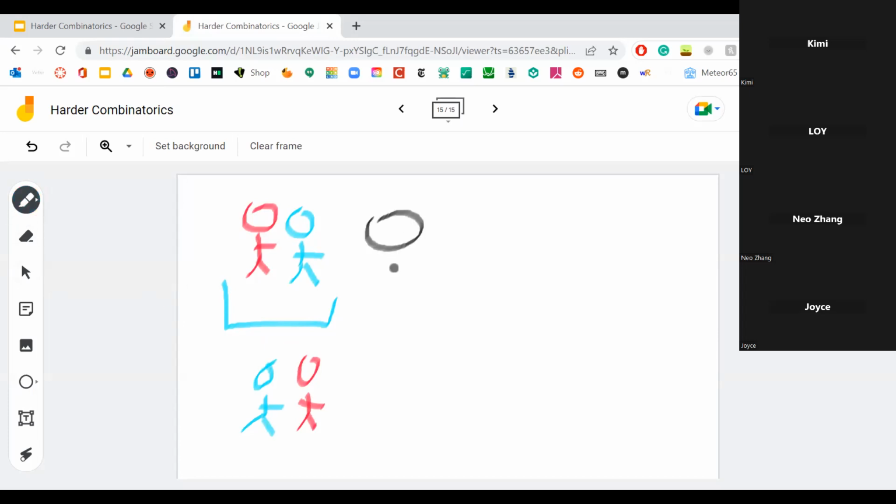I'm going to draw the other people here. We're just going to put them gray because we don't really need to worry about them right now.